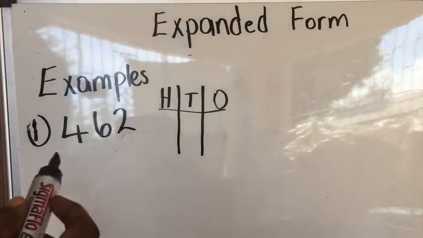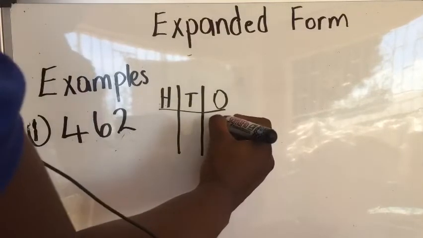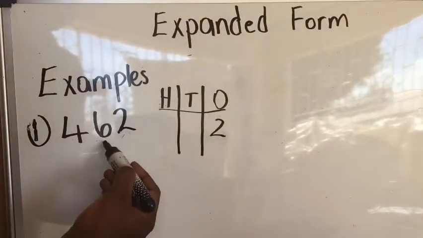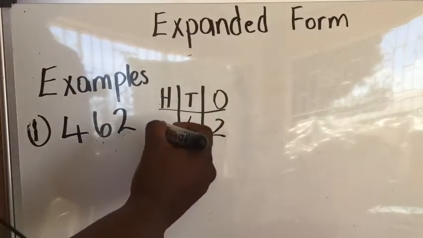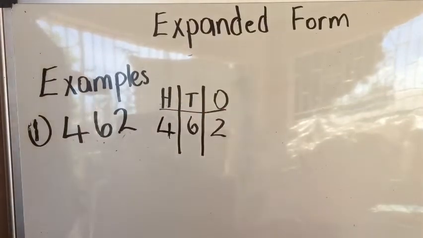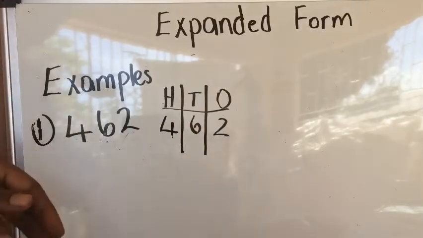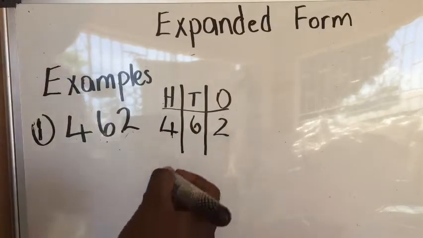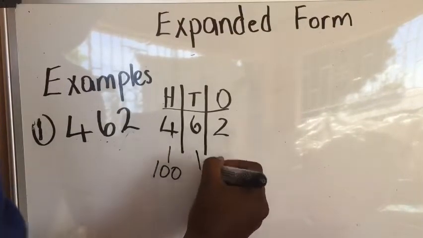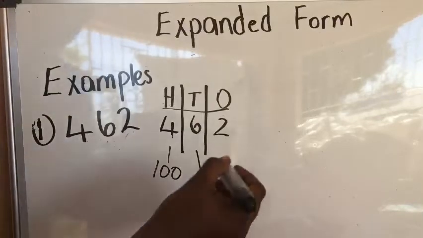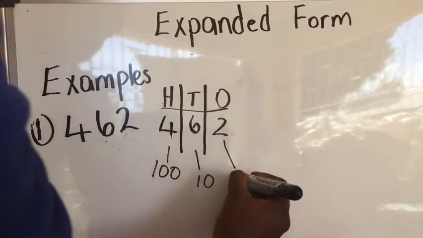All right, so let's look at this now. The 2 here means it is 2 ones, right? The 6 here means it is 6 tens, and the 4 here means it is 4 hundreds. In other words, if you were just putting in the number, 100 will look like this, right? 10 would look like this, right? And 1 is anything that you see in the ones column, so it is 2.